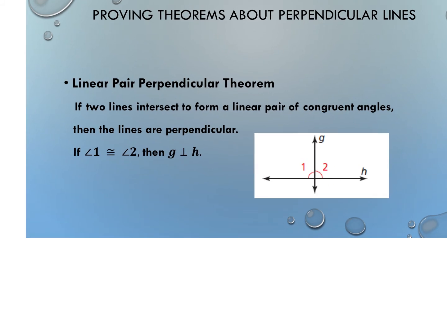If I take that supplementary 180 and I divide it by 2, that tells me each of the angles, 1 and 2 here, are going to be right angles in order for them to be congruent. And then as soon as I see I have a right angle there at that intersection, I know that these lines are perpendicular. So as soon as you are told that the two angles in your linear pair are congruent, then you know that the lines were perpendicular.